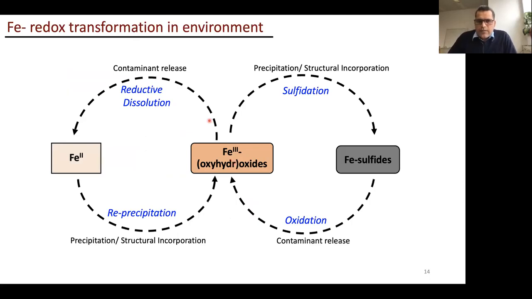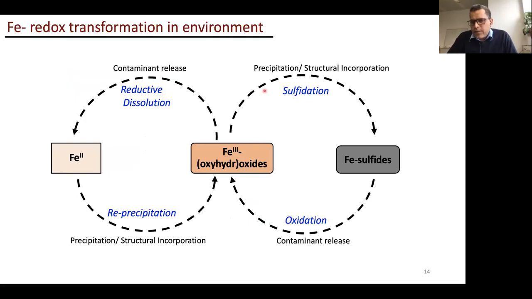One is the reductive dissolution. So you have iron oxides, you could reductively dissolve them and release iron 2, which is also redox active. So it could impact the contaminants and nutrients, but it also can reprecipitate and the cycle continues.